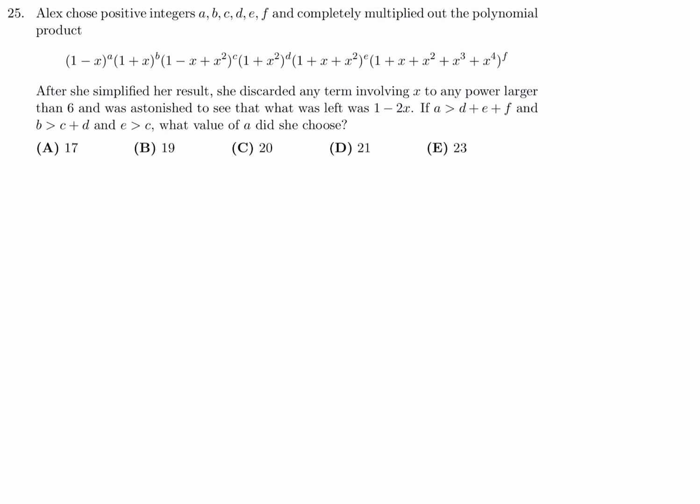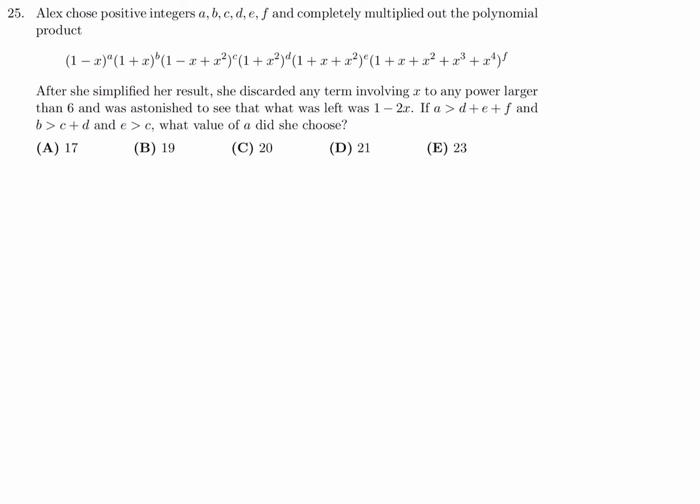Alex chose positive integers a, b, c, d, e, f and completely multiplied out the polynomial product. After she simplified her result, she discarded any term involving x to any power larger than 6 and was astonished to see that what was left was 1 minus 2x.